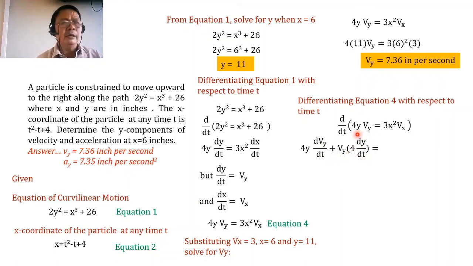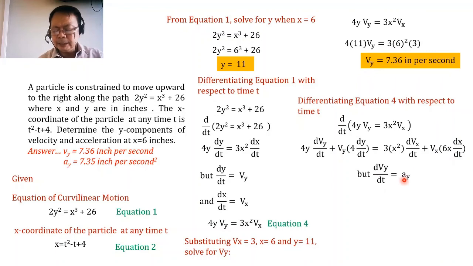That is the derivative of the product, u dv plus v du, shall be equal to the same formula. u is 3x squared, the derivative of vx is dvx over dt, plus vx multiplied by the derivative of 3x squared, which is equal to 6x dx over dt. Again, iulitin natin, yung ating dvy is equal to a sub y, yung dvx natin is equal to a sub x, at yung dy over dt is equal to v sub y. dx over dt is equal to v sub x.